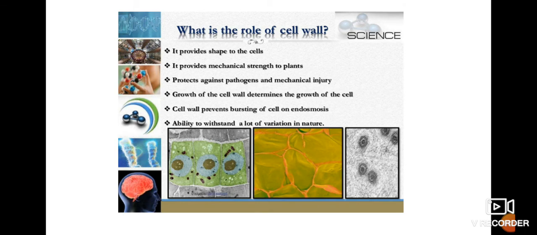Now coming down to the role of the cell wall, what is its importance? The cell wall will provide shape to the cell. It will provide mechanical strength to the plants. It will protect against pathogens and any kind of mechanical injury. In major cases, the cell wall will prevent bursting of the cell on endosmosis. Thus it will make the plant cell turgid.